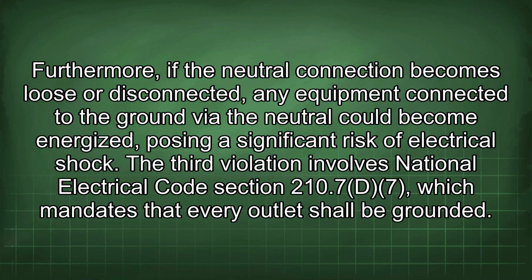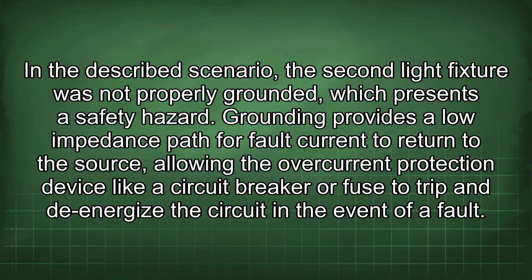The third violation involves National Electrical Code Section 210.7d7, which mandates that every outlet shall be grounded. In the described scenario, the second light fixture was not properly grounded, which presents a safety hazard.